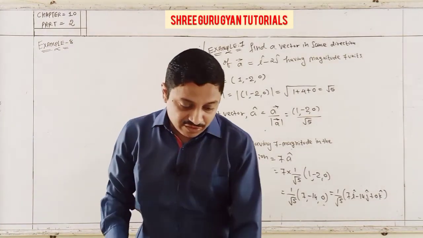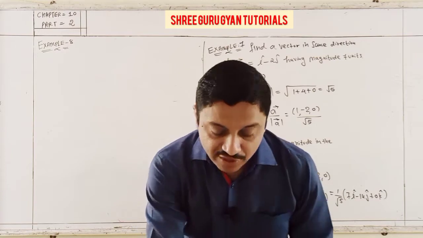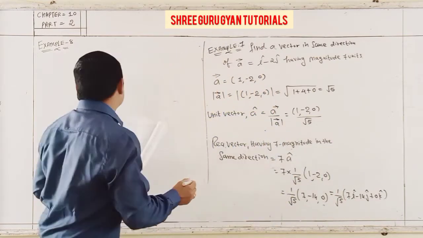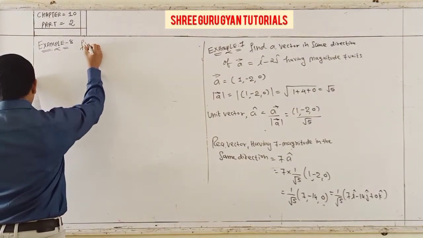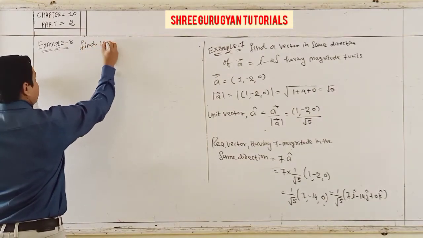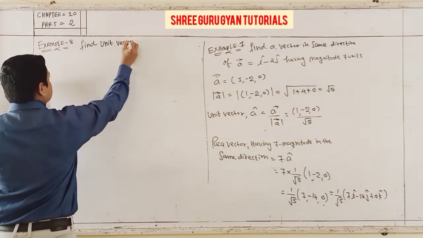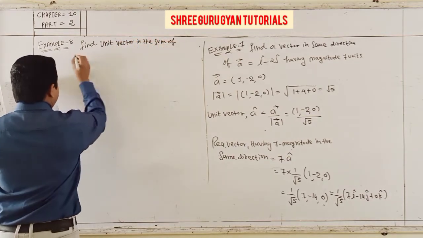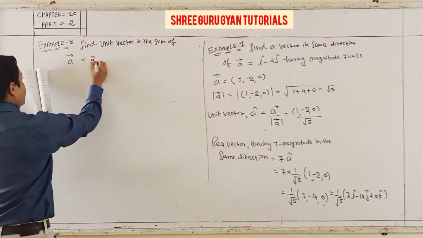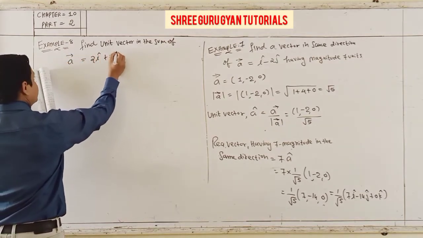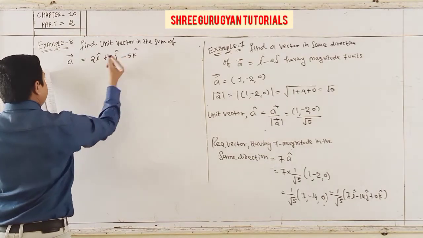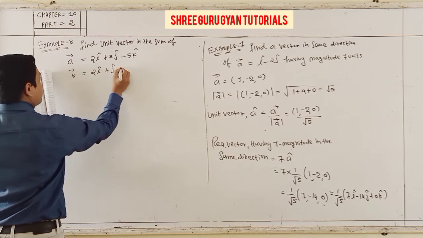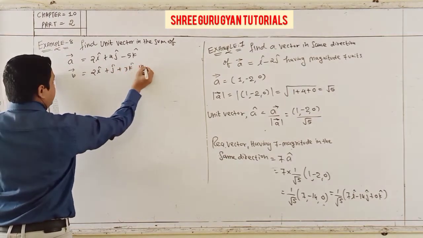The question is: given vectors a and b, find the unit vector in the direction of the sum of the given two. Vector a is 2i + 2j - 5k, and vector b is 2i + j + 3k.